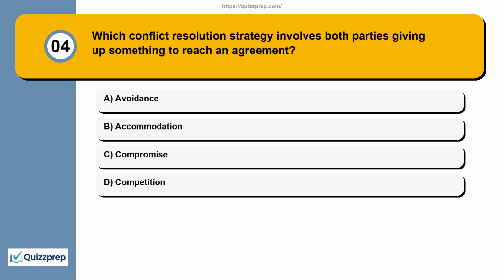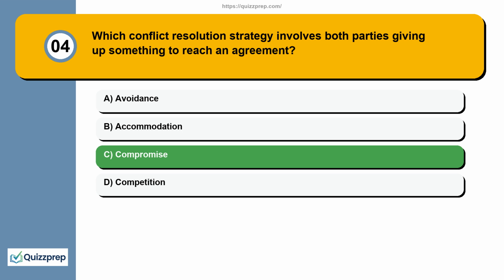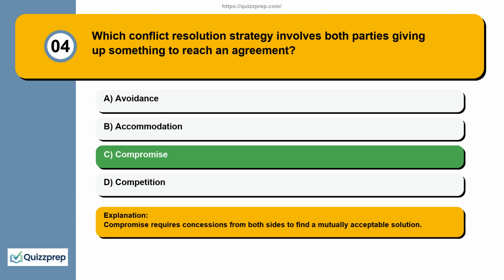Question 4. Which conflict resolution strategy involves both parties giving up something to reach an agreement? Here are your options. Option A. Avoidance. Option B. Accommodation. Option C. Compromise. Option D. Competition. The correct answer is option C. Compromise. Explanation. Compromise requires concessions from both sides to find a mutually acceptable solution.